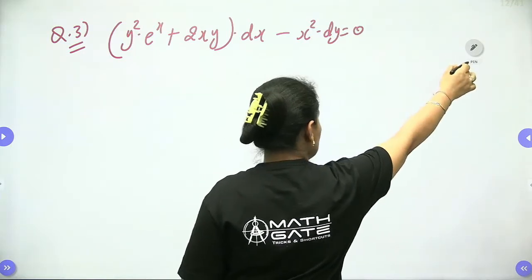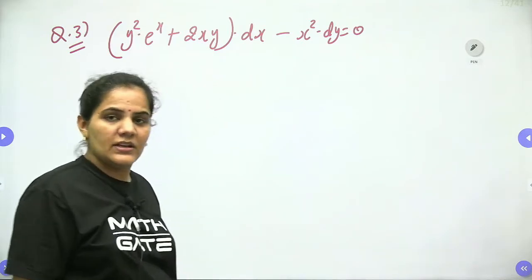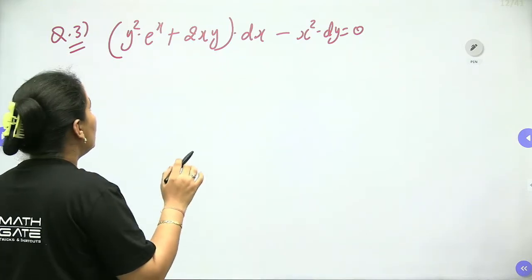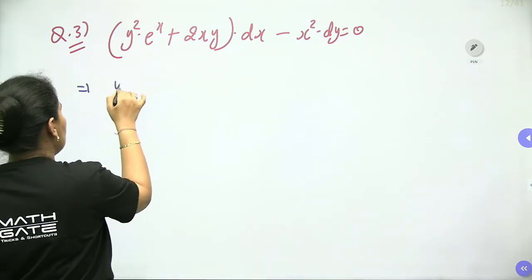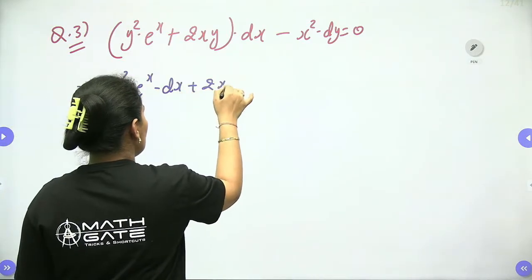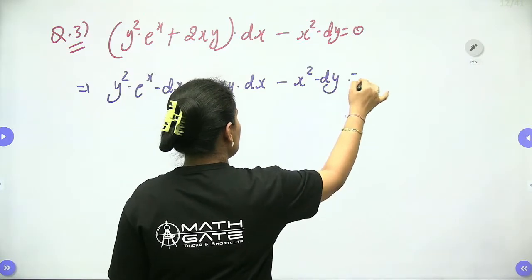So we have to solve this one. The question is nothing but find the solution of the given differential equation. The question will be written like this only. So first of all we will open up this one: y square e to the power x dx plus 2xy dx minus x square dy is equal to 0.